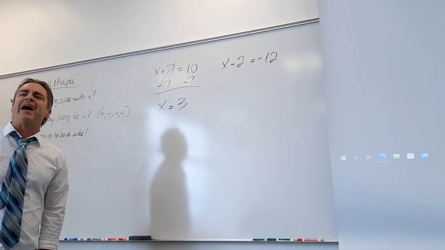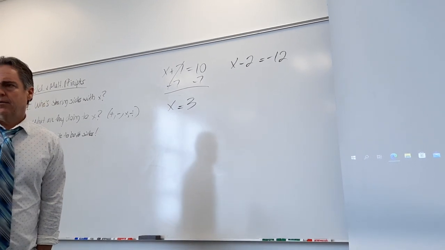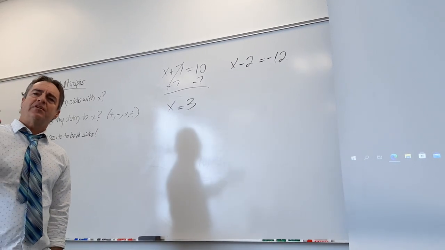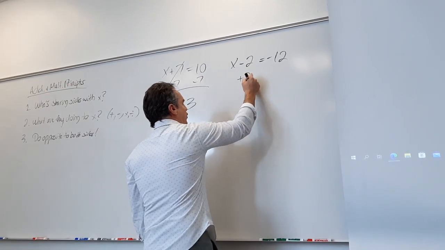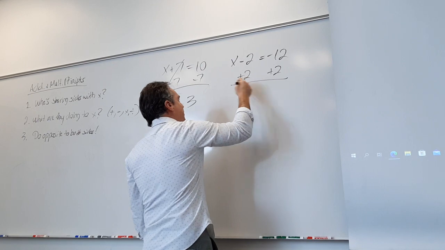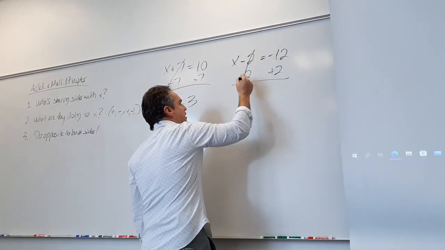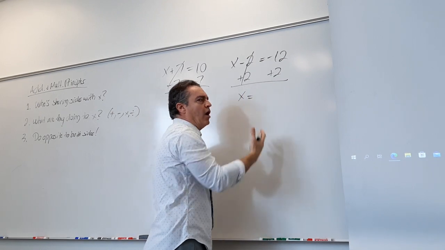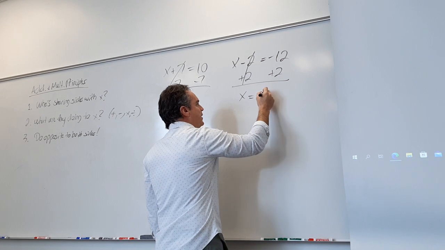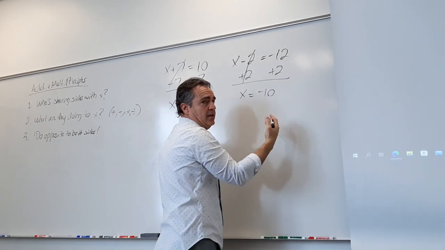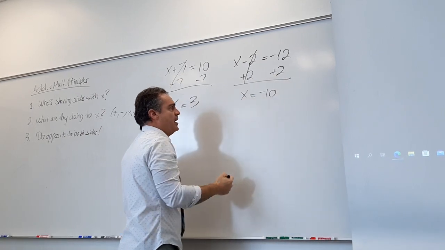Who's sharing sides with x? 2 or negative 2. What's it doing to x? Subtraction. What's the opposite of subtraction? Addition. And so we're going to add 2, right? And what we do to one side, we got to do to the other, so we're going to do this to both sides. Negative 2 and positive 2 do what? They cancel each other out. x is alone. Negative 12 plus 2. What is that? That is negative 10, right? Different signs, they're being added, right? Different means difference. Different means subtract. 12 minus 2 is 10. Larger number is negative. x equals negative 10.